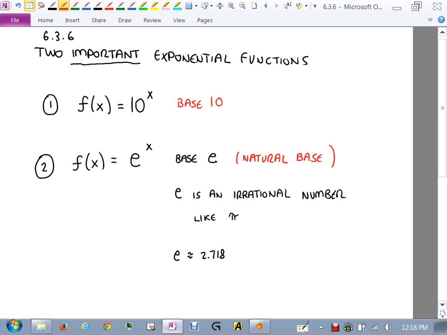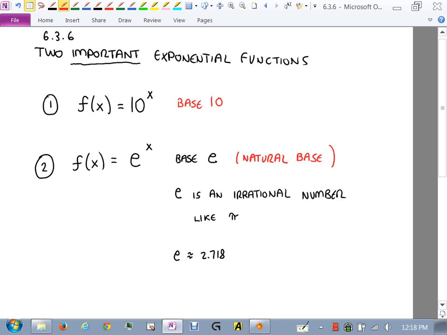The natural base. Now, how many of you that have taken some algebra maybe in high school have heard of something called the natural log? The natural log function is the inverse of the natural base e function. It is that specific function's inverse. We call it the natural log.